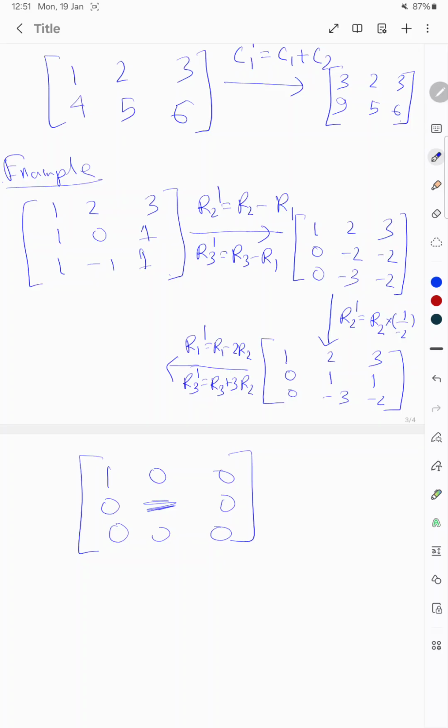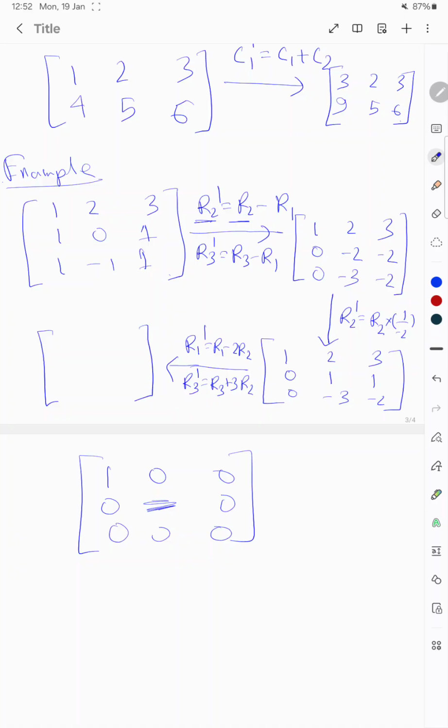In this way, you see there is some pattern. Whenever I am writing r2 dash, the next element is actually r2, then whatever the operation I am writing. So you observe this operation very carefully. I am not writing, for example in r3 dash, minus 1 by 3 r3 plus r2, this type of thing I am not doing. Whatever the operation you are writing, the next you have to write the same.